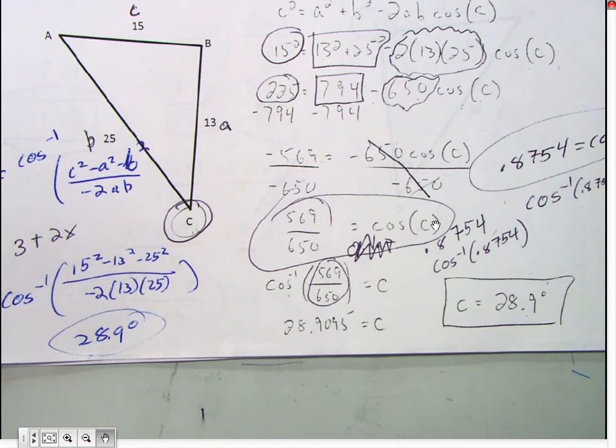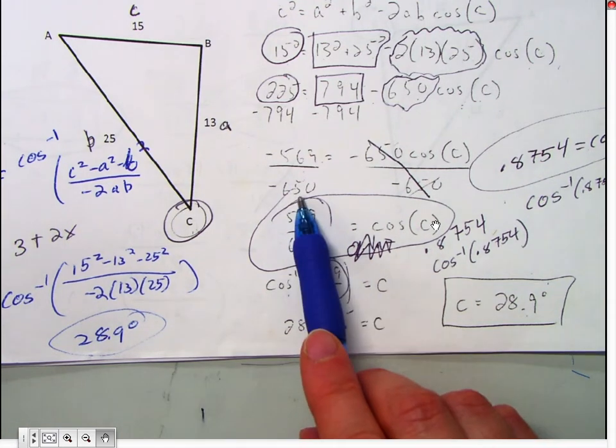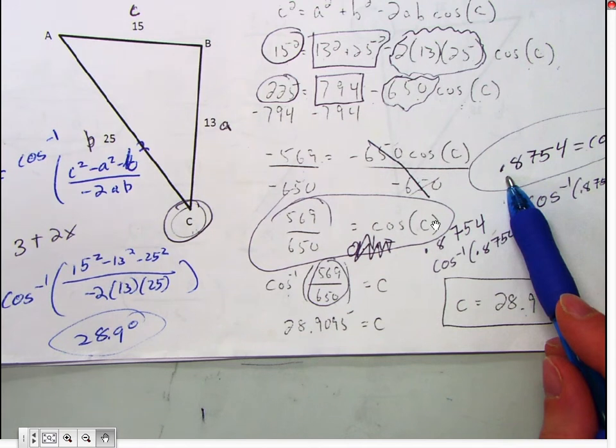Yes, Ashley? After we did the negative 569 divided by the negative 650, I got negative 0.0013. That's because you made one of them positive and one of them negative. So if you take out your calculator right now, hit negative 569 divided by negative 650.